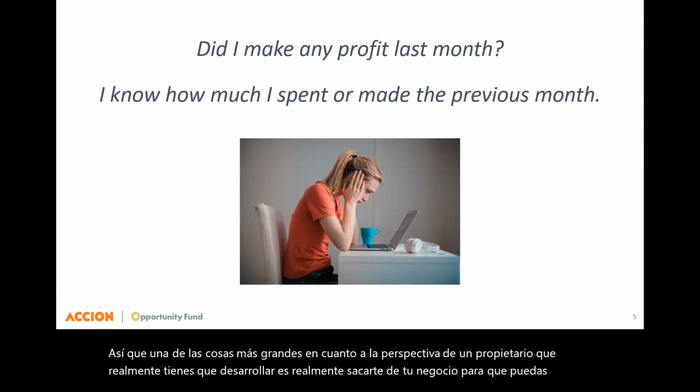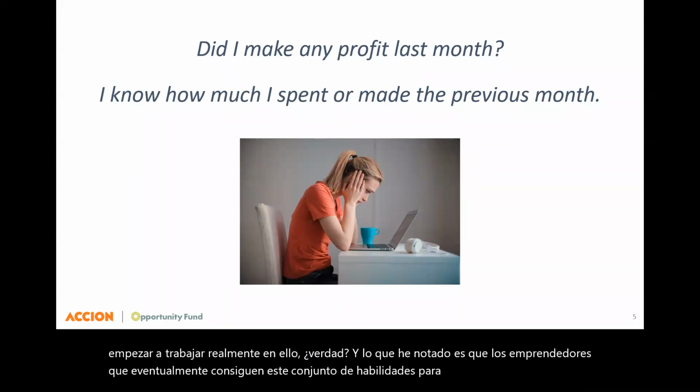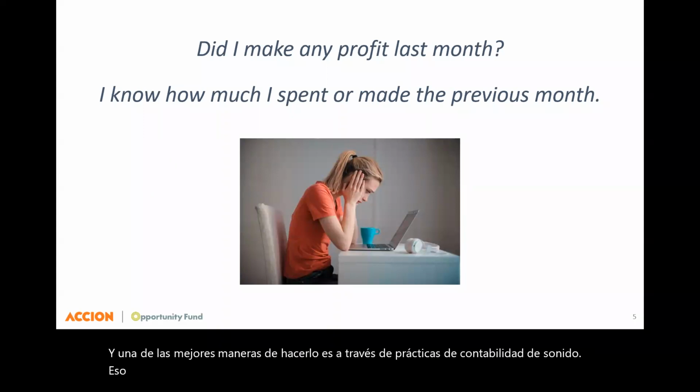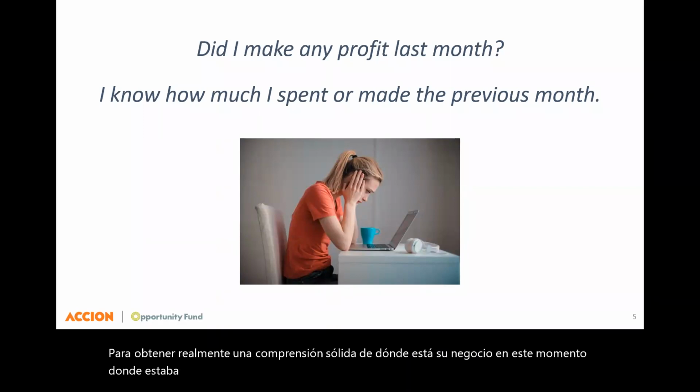What I've noticed is that entrepreneurs who eventually get this skill set of being able to work on their business are able to scale and build up that business a lot more quickly. And one of the best ways to do that is through sound bookkeeping practices, which give you all the information you need to get a solid understanding of where your business is right now, where it was in the past, and where you're planning on taking it in the near future.